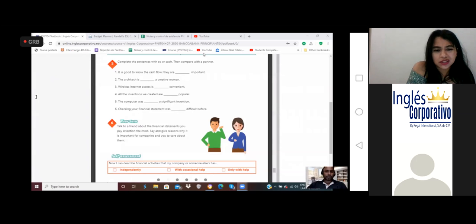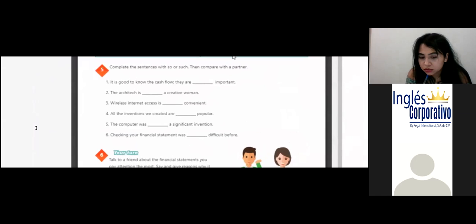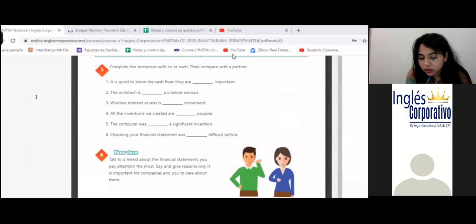Arquitecto significa arquitecto. Solo que woman le cambia el significado. Ya no sería el arquitecto, sería como la arquitecta. Es verdad. Es una mujer creativa. Dice el arquitecto, entonces, es una creativa. Solo vas a poner, porque dijera, el arquitecto es, entonces, una creativa mujer, así.